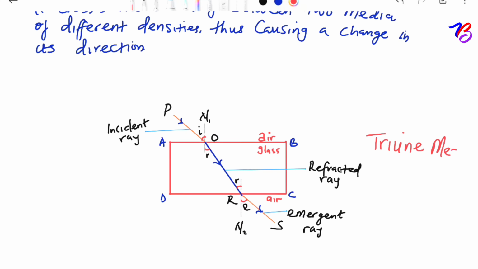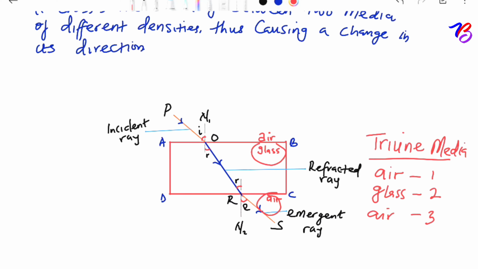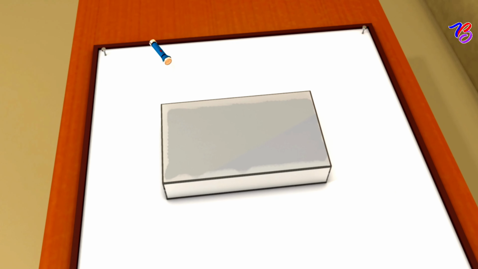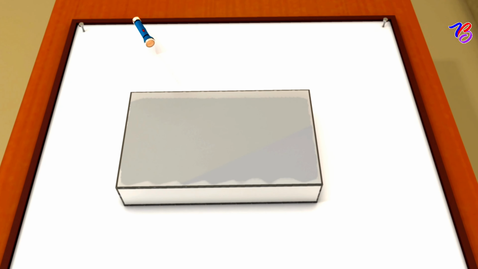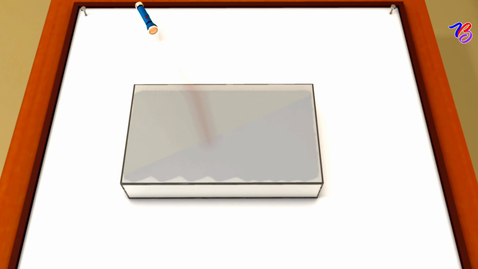So the triune media, are you here? The triune media, number one, we have air. Let's label that as one. Then we have glass, number two. Then we have air, number three. Hope you can see that. Let's circle them. Can you see that? Please understand this concept. Now let's demonstrate refraction. The source of the light is the torch. You can see the light coming in and it has been refracted through the glass prism and it has come out. I hope you have seen that.